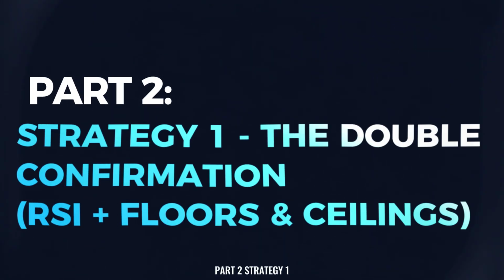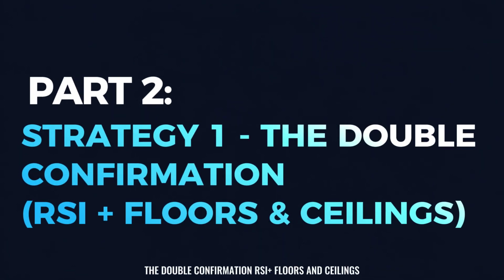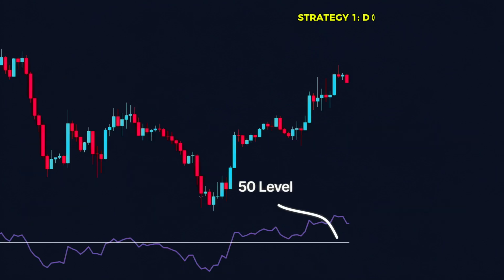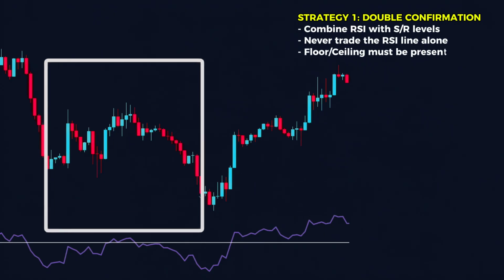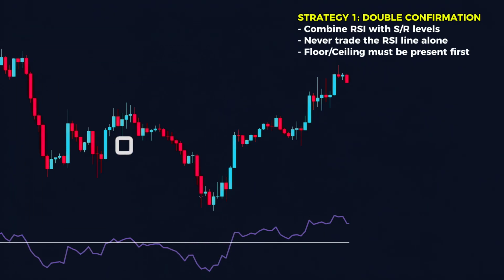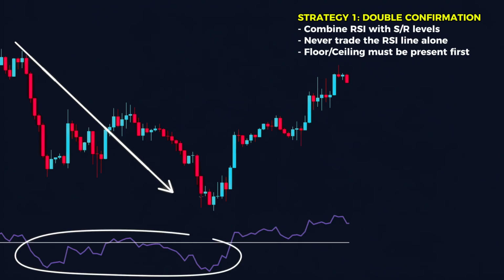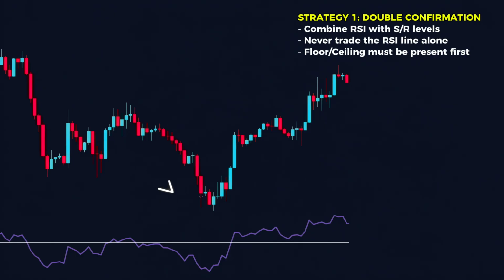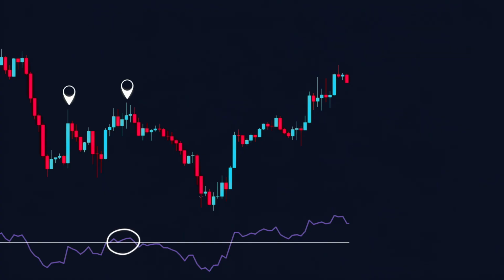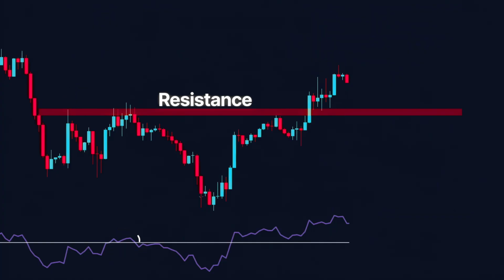Part 2. Strategy 1. The double confirmation, RSI plus floors and ceilings. This brings us to our first highly reliable strategy, the double confirmation. Instead of trading the RSI speedometer blindly, we use it only as a backup filter to confirm our horizontal support and resistance levels. A support level is a price floor where buyers historically step in. A resistance level is a price ceiling where sellers historically step in. Here is how you execute this.